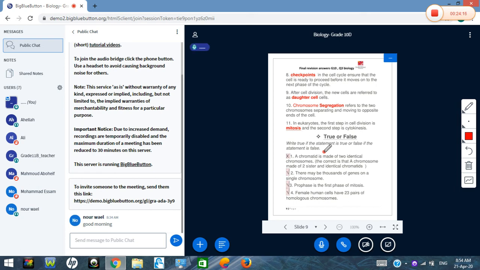Number 11, in eukaryotic cells, the first step in cell division is mitosis and the second step is cytokinesis. Second step is cytokinesis, so the first step will be mitosis. Okay? Next question. True or false?